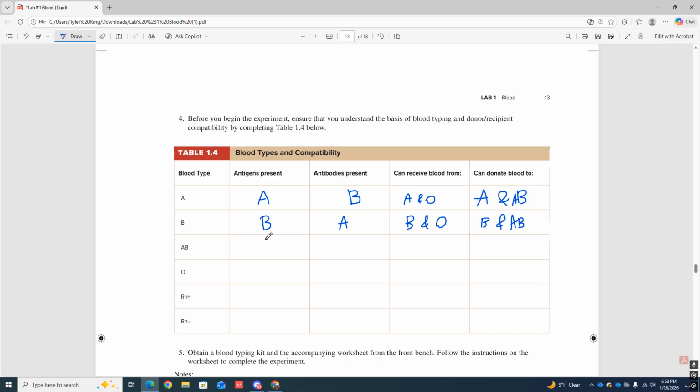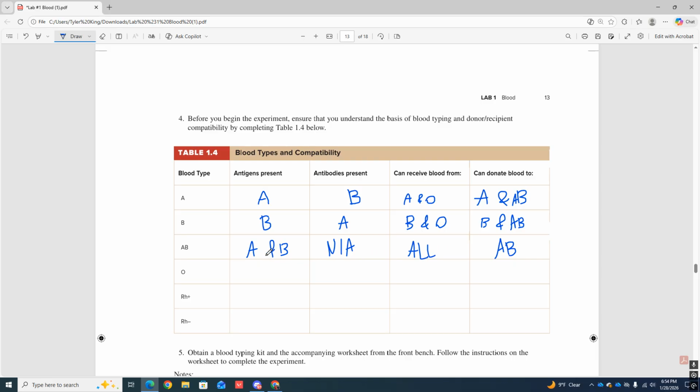Beautiful. What about AB? This one has both, remember. This one has A and B antigens. No antibodies because they're perfect world. Remember, learn to coexist together. They can receive, all right? Remember, these guys are the universal recipients, okay? So I'm just going to write here, they can receive from all antigens, A, B, and O, okay? All of them. They can only donate, though. They're very selective who they can donate to. This is AB only, all right? Just AB.